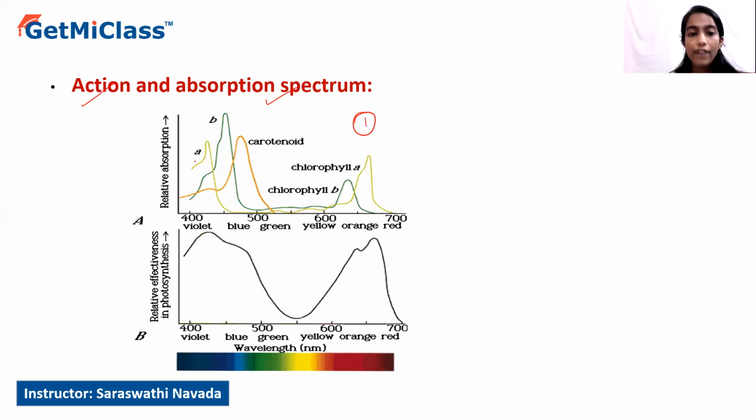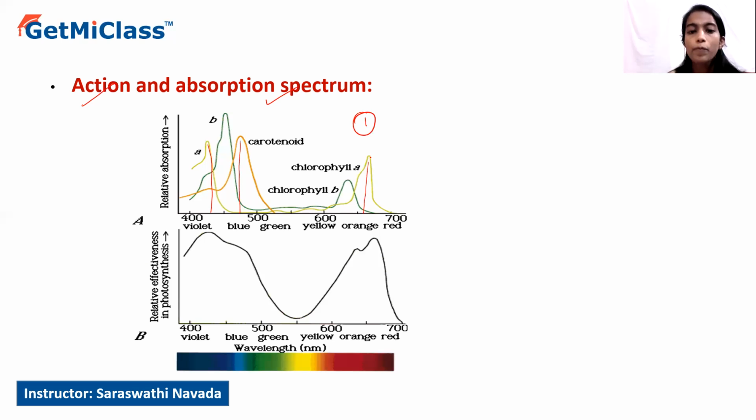So A is of the chlorophyll A molecule, which has the absorption spectrum almost near 450 nanometer as well as 650 to 670 nanometer. So that is the absorption spectrum for chlorophyll A. For chlorophyll B, it will be slightly away. It will be almost up to 470 nanometer and so on.